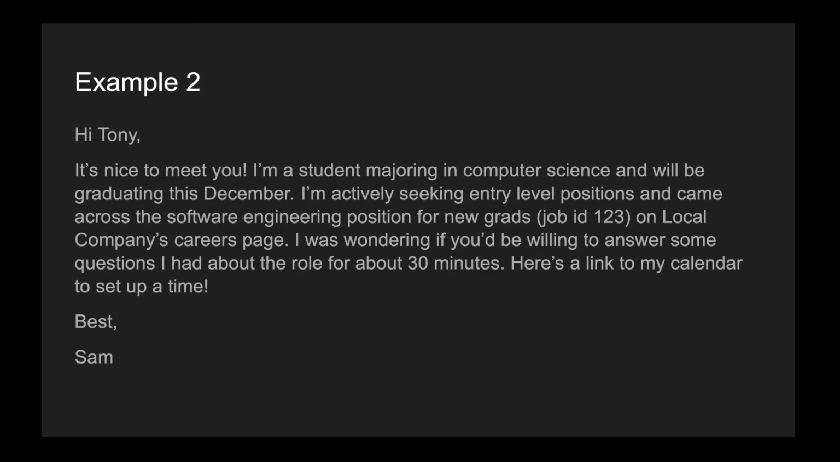In the next example, we have: "Hi Tony, it's nice to meet you. I'm a student majoring in computer science and will be graduating this December. I am actively seeking entry-level positions and came across the software engineering position for new grads, job ID 123, on local company's careers page. I was wondering if you'd be willing to answer some questions I had about the role for about 30 minutes. Here's a link to my calendar to set up a time. Best, Sam."